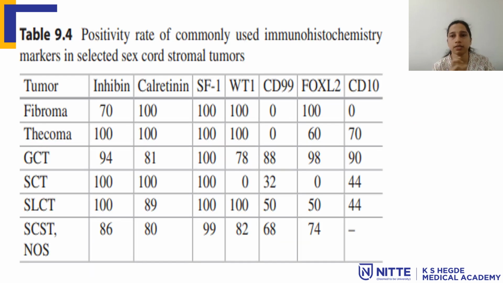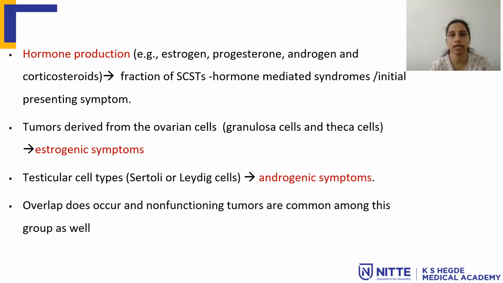So this is the table showing positivity of various markers in various subtypes of sex-cord stromal tumor. As we can see here, inhibin stains almost all types, calretinine also stains almost all types, and the best is SF1, which is showing 100% positivity in almost all types. So these are the panel of antibodies which can be used.